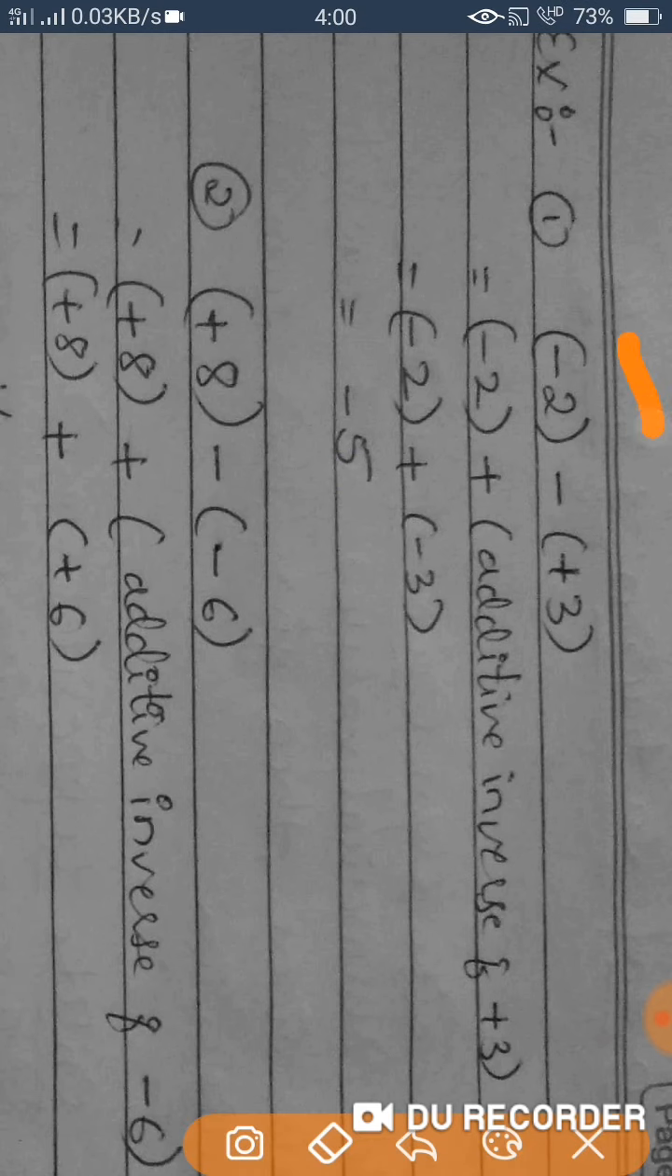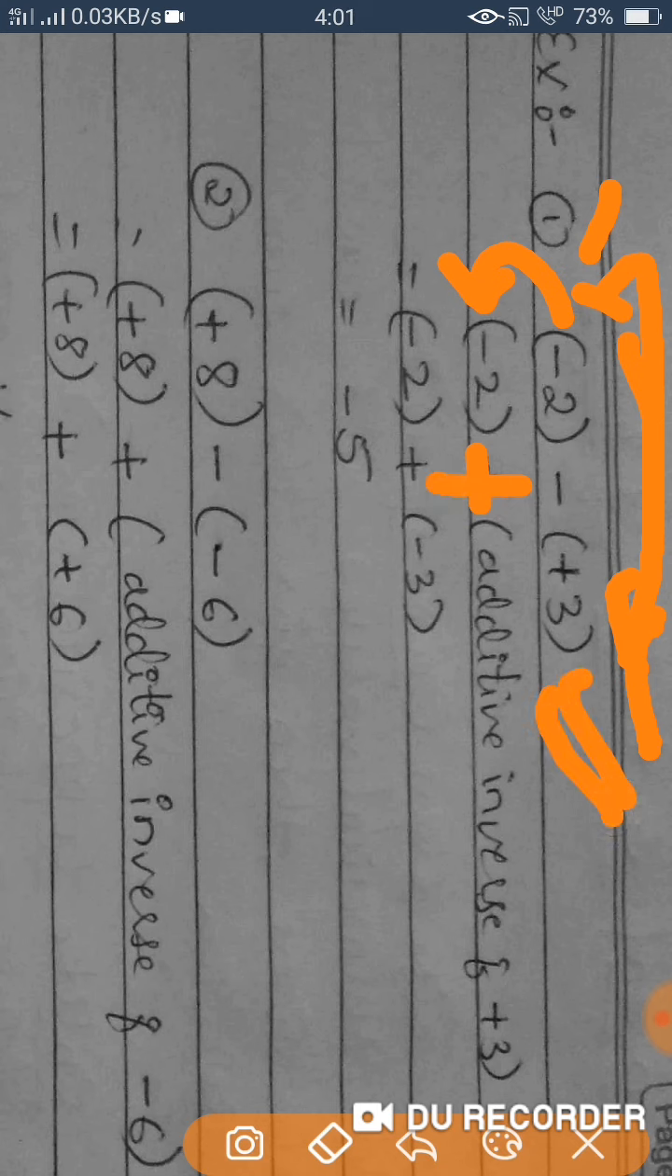Just now I have explained the integer rule of subtraction. We are going to add the additive inverse of the second number. Here we are subtracting plus 3 from minus 2. What we have to do is keep the first integer as it is and just add the additive inverse of plus 3.